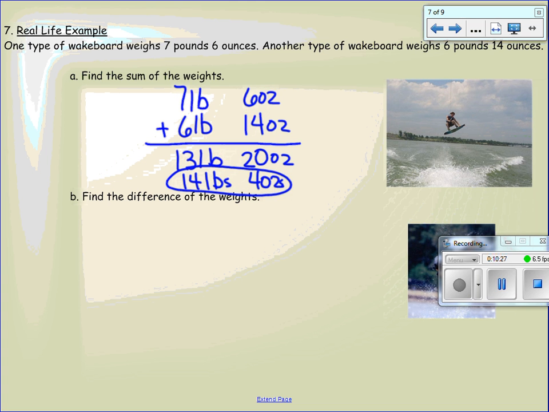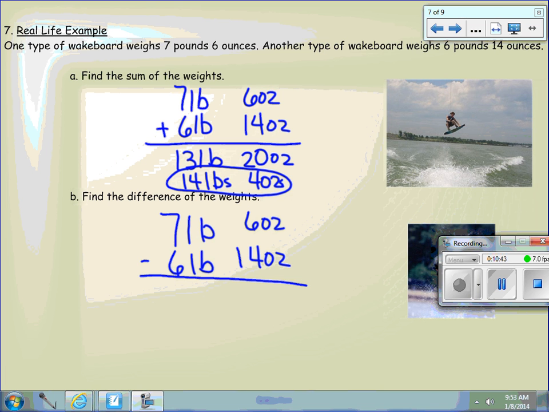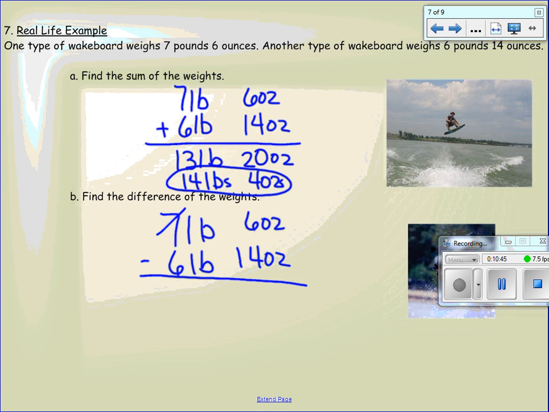And B is asking you to find the difference in the two. So notice we can't take 14 from 6, so we're going to regroup. We're going to take a pound from here, and 1 pound is 16 ounces. We're going to take those 16 ounces and add them to the ounces that we already have. This will change to 22. Now we can subtract. 14 from 22 is 8. 6 minus 6 is 0. So the difference in the two weights is 8 ounces.